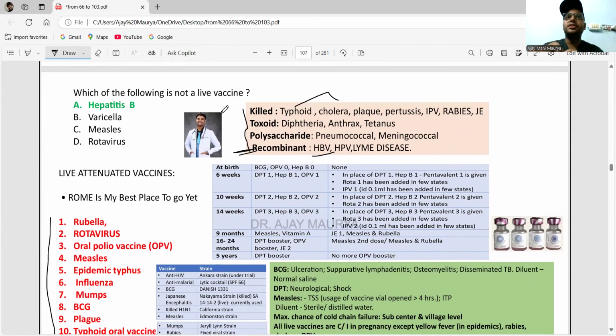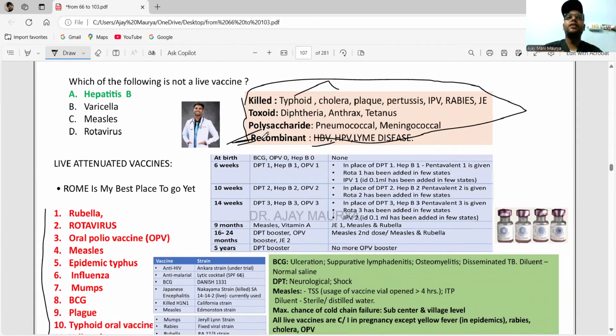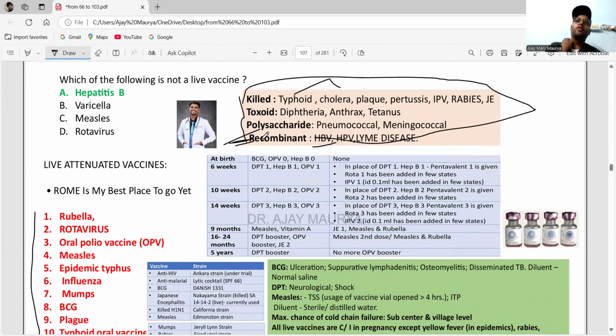Better to remember this one. Automatically you can rule in, rule out. Most probably they're going to ask about the recombinant. I think everyone knows about this one. At birth, what vaccines are given? BCG, oral polio vaccine (OPV zero dose), and Hep B vaccine.